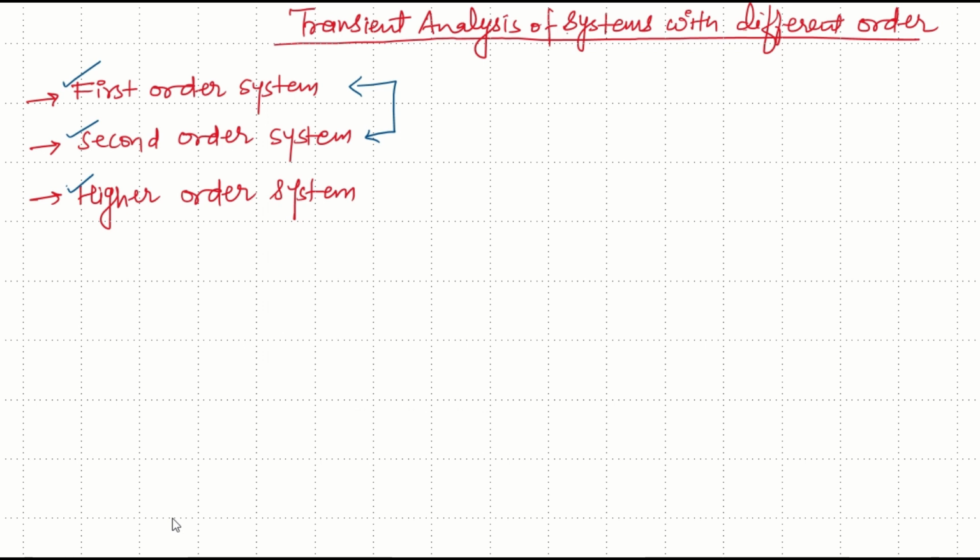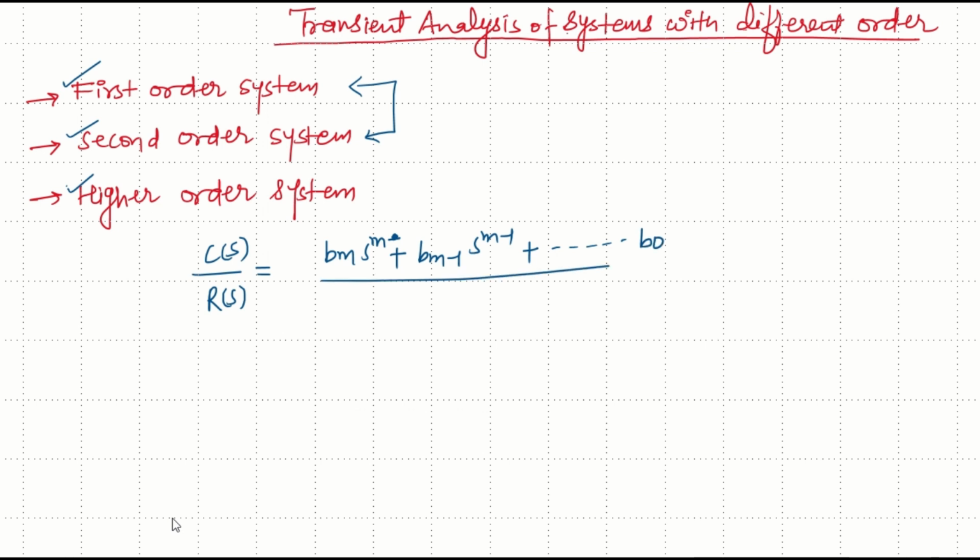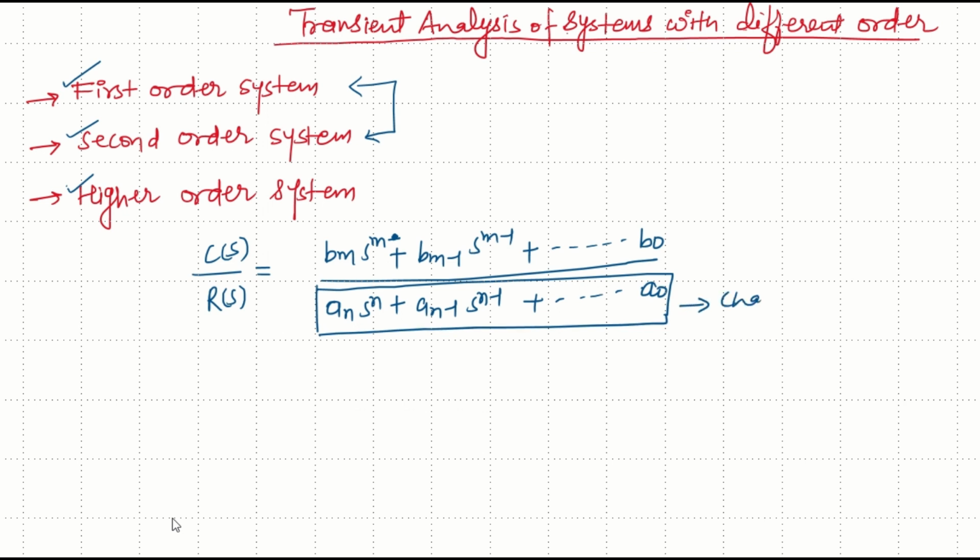So what exactly is the order? If we define the transfer function of a system, which is the Laplace transform of the output divided by the input, let us take the general expression: b_m s to the power m plus b_(m-1) s to the power m minus 1 plus up to b_0, divided by a_n s to the power n plus a_(n-1) s to the power n minus 1 plus up to a_0. Now this denominator term in the transfer function is also known as the characteristic equation.